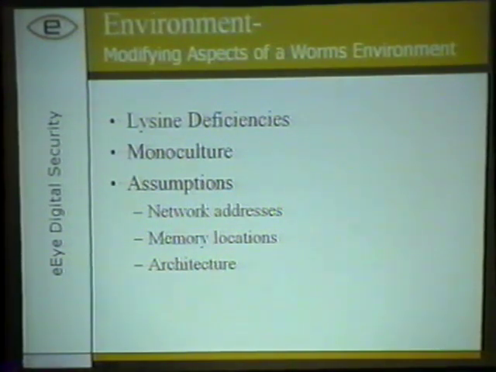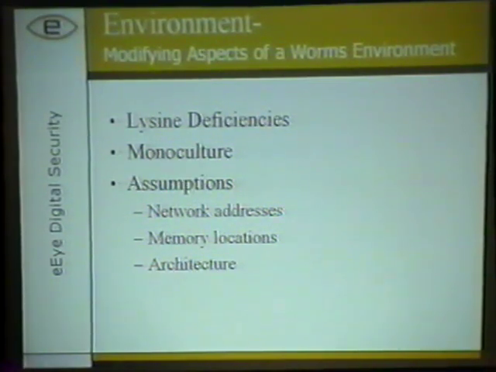Sometimes in worms, there are lysine deficiencies. Lysine deficiencies, in this case, are based on a concept written about by Caesar in a paper called Lysine Deficiencies in Viral Systems, I believe. It's available on www.rootkit.com. Basically, it's a phrase taken from a movie called Jurassic Park, where there was a chemical called lysine that was fed to the dinosaurs to make sure that they would continue to live. And had any of them broken out, they wouldn't be getting their lysine, and so they would die.